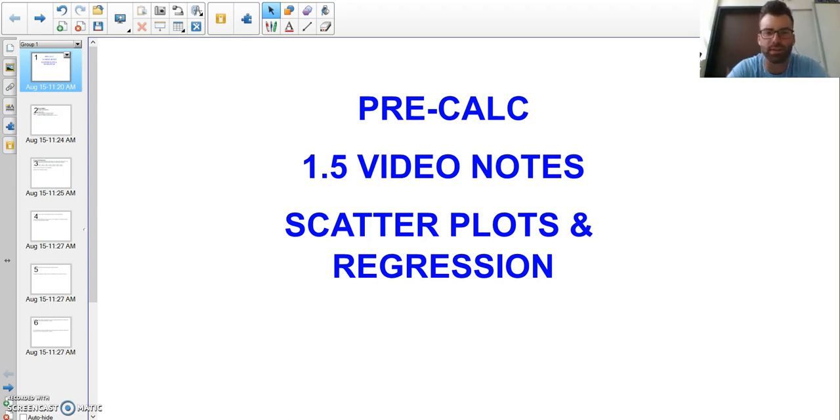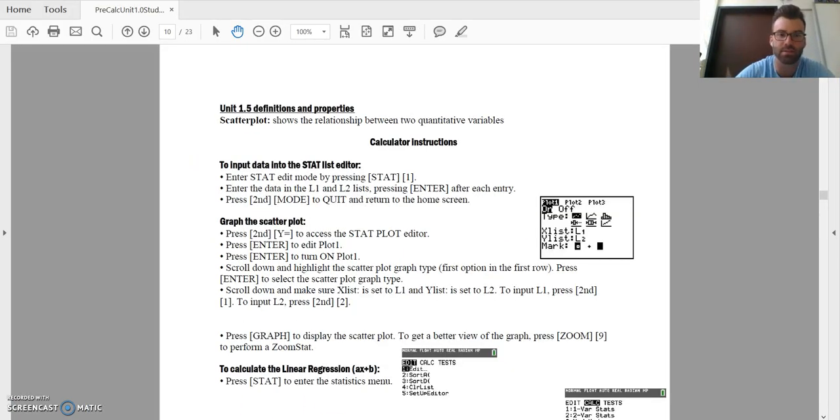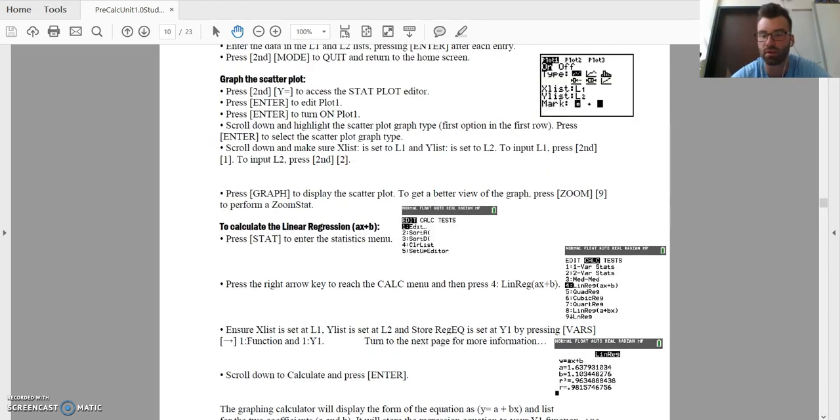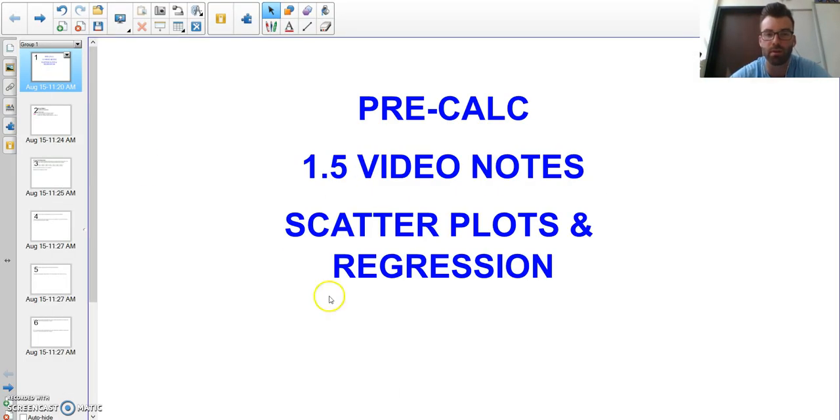Today we're going to learn about scatter plots and regression. On one of these sheets, you have directions on how to calculate a scatter plot and input data into your calculator. That's a great resource for you. It looks like this. Save this, fold the page back or something, just to make sure you remember how to do all this stuff.